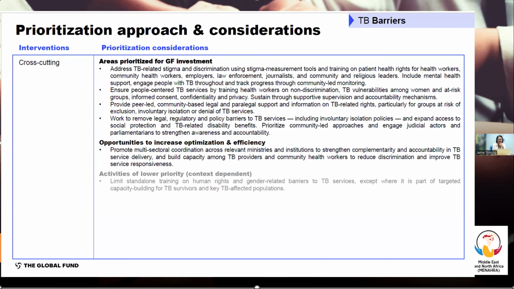So the other one is on cross-cutting. And so similarly, what are the TB barriers? We prioritize them into areas of high priority for Global Fund investment and low priority for Global Fund investment. And you can look at the details of these later on. So with that, I'll hand it back to you, Anna.